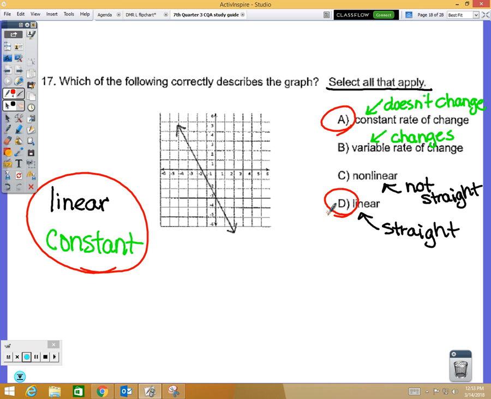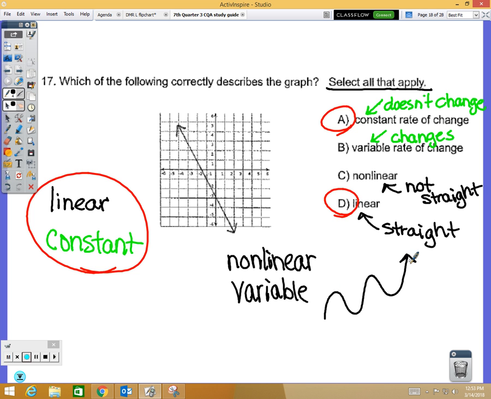B and C, the variable and the nonlinear, they would go together. So if I had an example of a nonlinear graph that was a variable, like the example that I gave about the temperature, it'd be something like this, okay? That would be nonlinear and variable. It changes. So linear and constant is a straight line and it doesn't change. This line decreases at the same rate, slope, okay? The same rate. Just keeps going down. Does that make sense? Alright, so linear and constant.